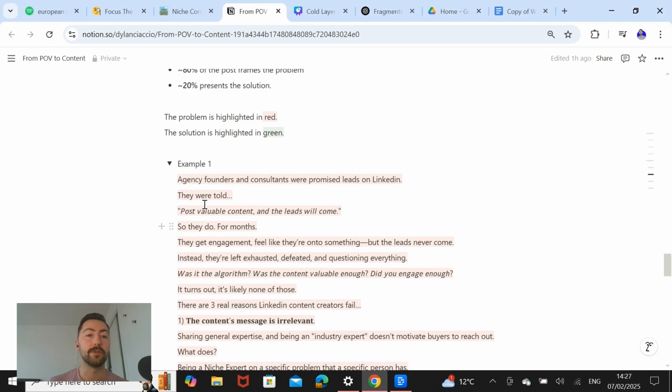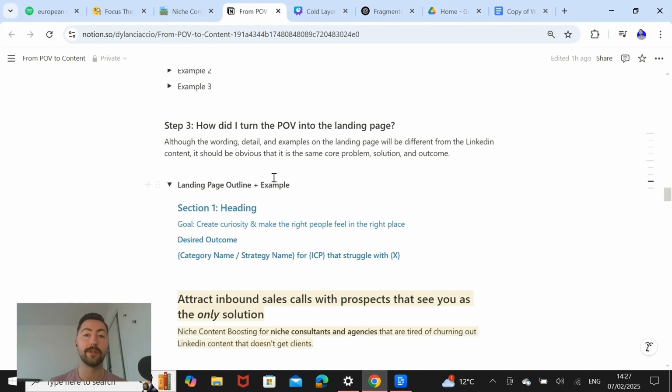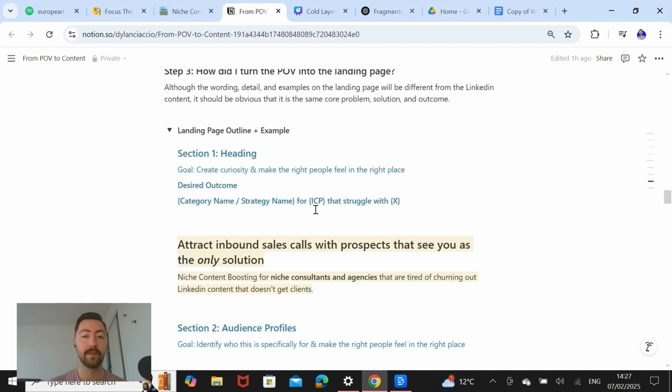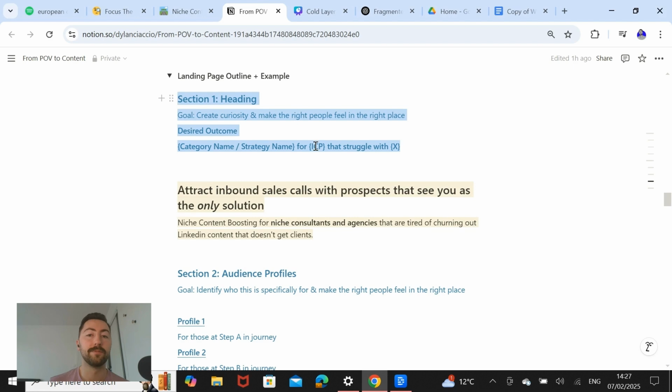So now I'm going to go to that landing page to show you how we turn the POV into the landing page. In yellow, I have the actual copy from my landing page. In blue, I have the outline, the template, so to speak. So the heading, the desired outcome, talking about the strategy name, for who, that struggle with what. This is basically the first part.